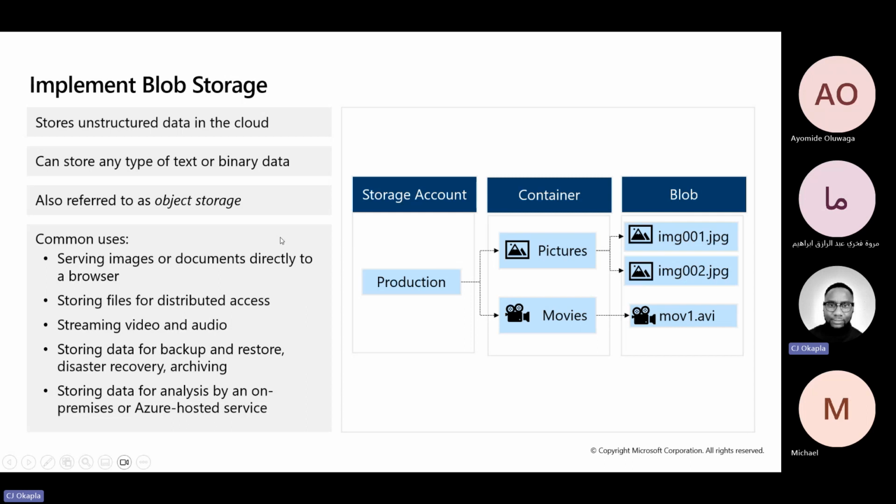And for the storage accounts, say in a production environment, you have the container. The container houses the pictures and movies, and then the blobs. You can have files in JPG format and video files in AVI format.